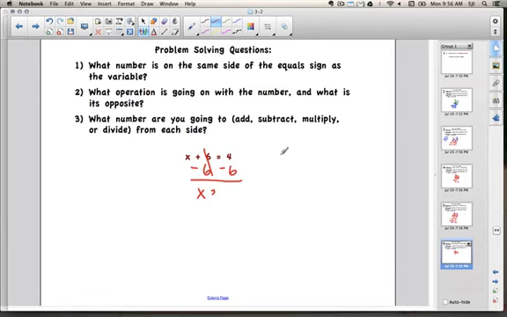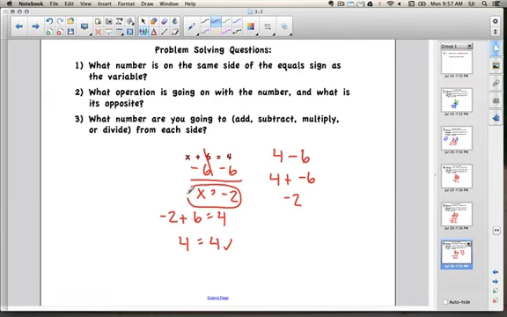4 minus 6. We can change that to addition by going same, add, opposite. 4 plus negative 6 is negative 2. And now, if we want to, we can go back and check this, where anywhere we see x, we can substitute in negative 2. So negative 2 plus 6 equals 4. And negative 2 plus 6 is 4. And there we have a true statement. 4 is equal to 4. So that means that this right here is our answer.